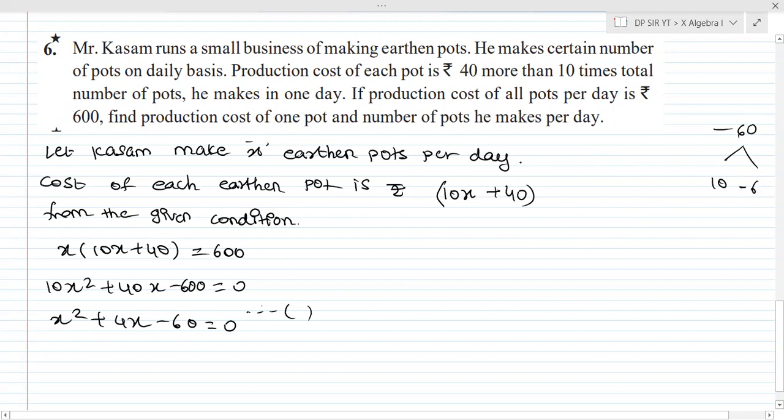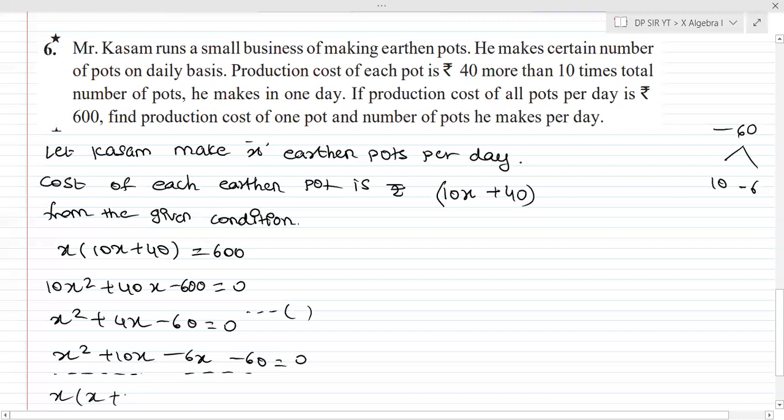So therefore, just give me a moment. Therefore, x square plus 10x minus 6x minus 60 is equal to 0. Now make the two groups. This is one group, this is another group. Here x comes out in the bracket: x plus 10. Here minus 6 comes out in the bracket: x plus 10 is equal to 0. Don't forget this 0, huh?